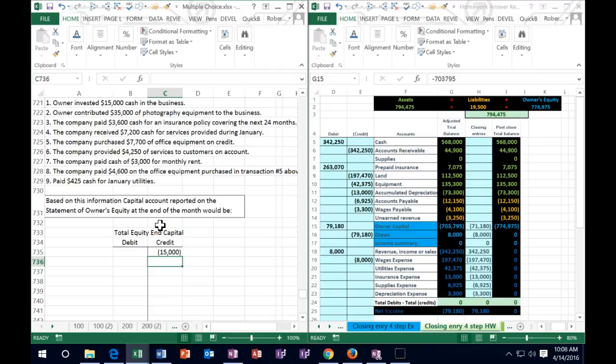Number two, owner contributed $35,000 of photography equipment to the business. So again, is cash affected in this case?